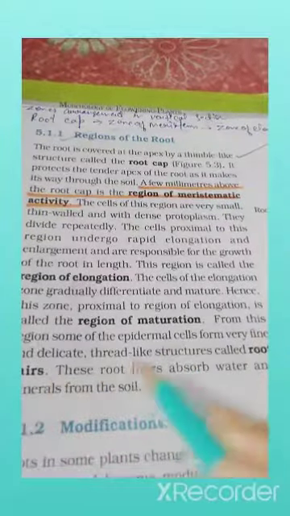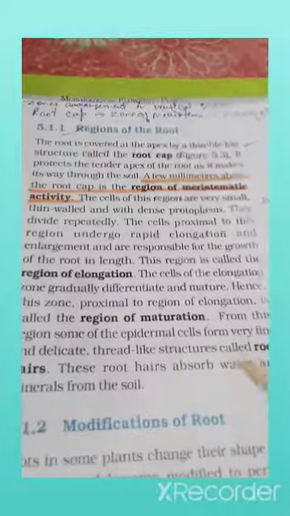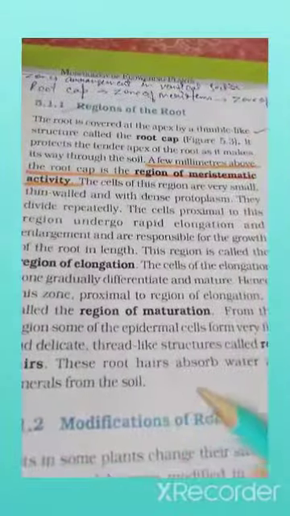This region is called the region of elongation. And the cells of the elongation zone gradually differentiate and mature. Hence, the zone proximal to the region of elongation is called the region of maturation. And from this region, some of the epidermal cells form very fine and delicate thread-like structures called the root hairs. These root hairs absorb water and minerals from the soil.